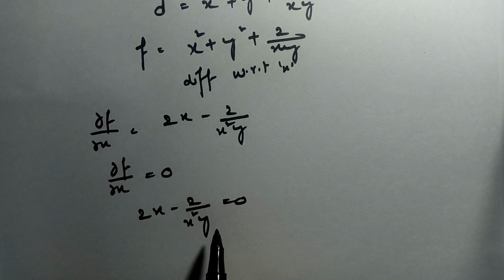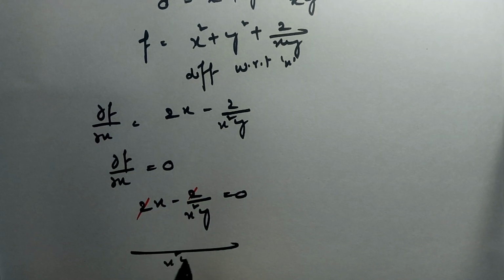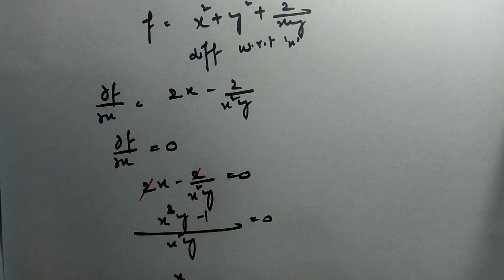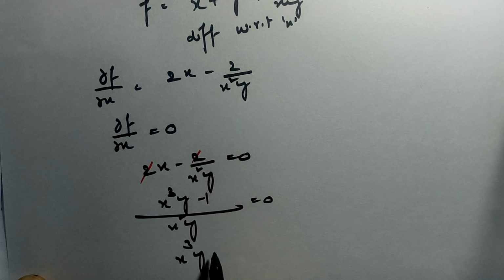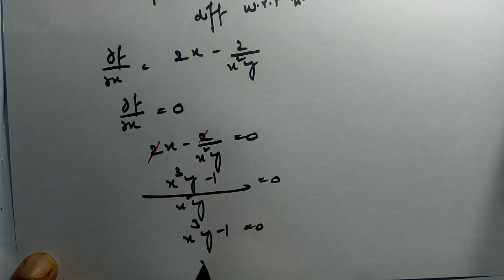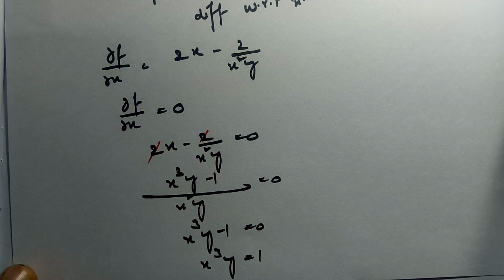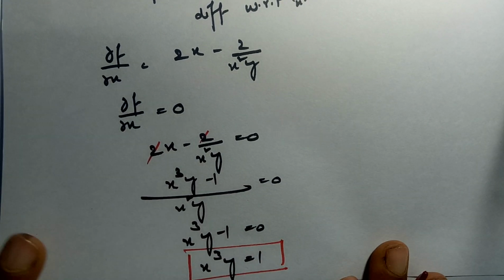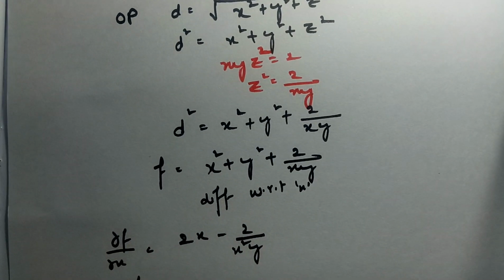If I cancel this 2, and take x square y as an LCM, then it will be x cube y minus 1 is equal to 0, and finally x cube y is equal to 1. See, my value is x cube y is equal to 1. If I differentiate f with respect to x, I got x cube y is equal to 1.